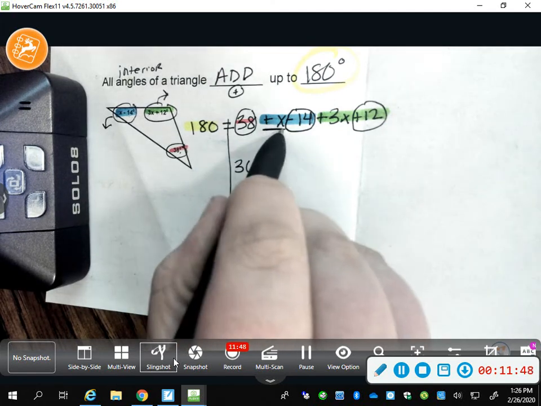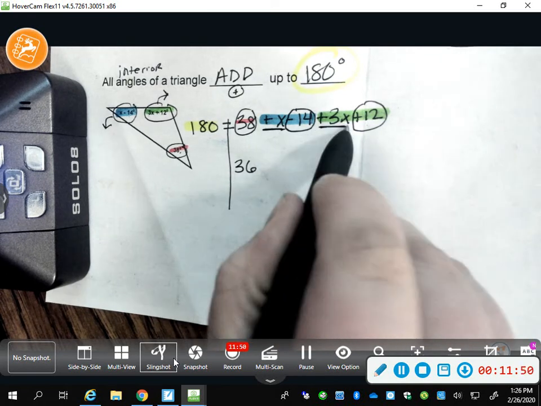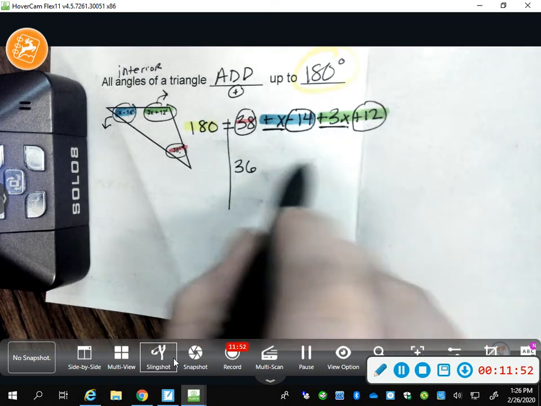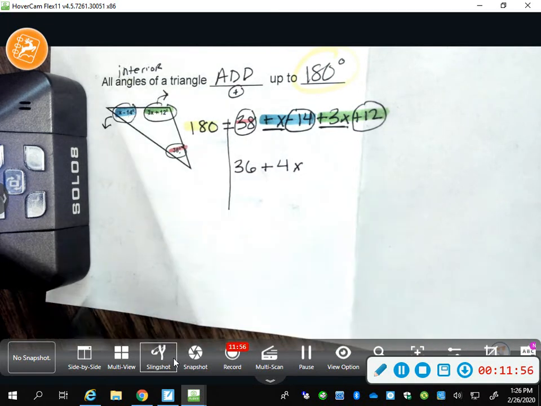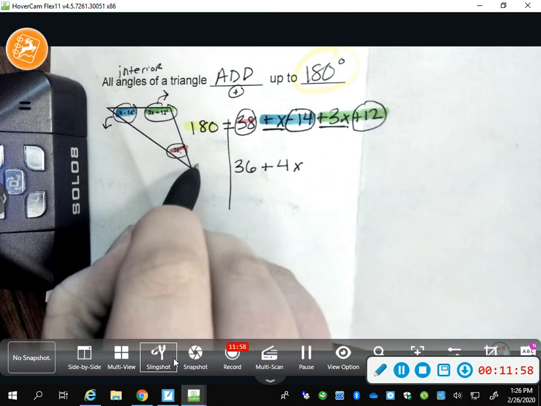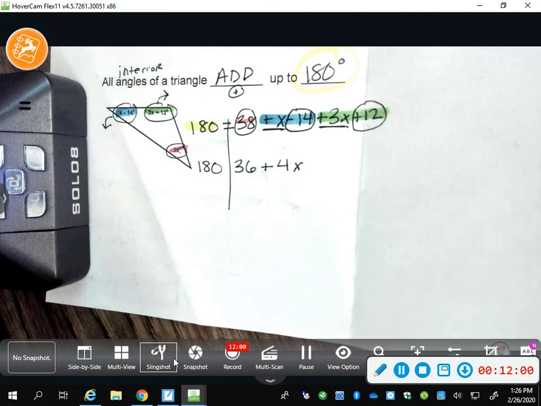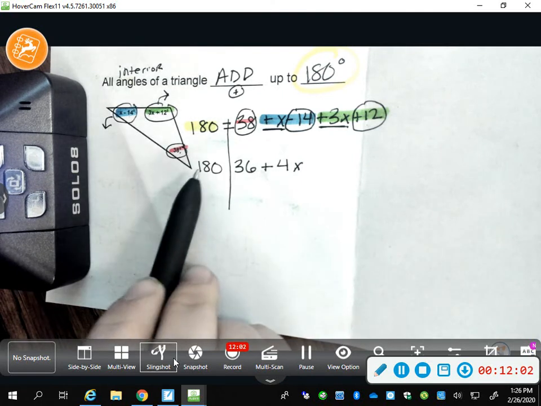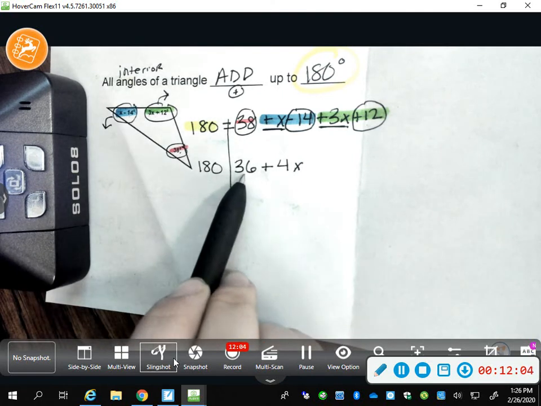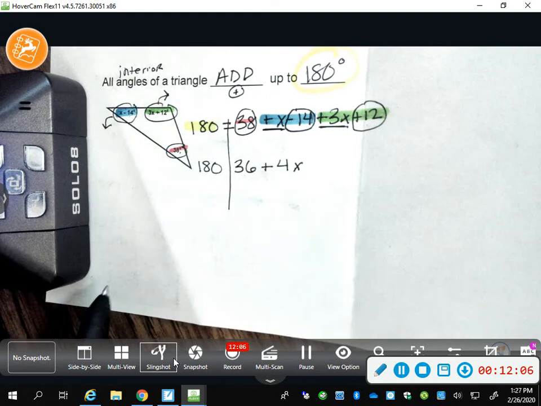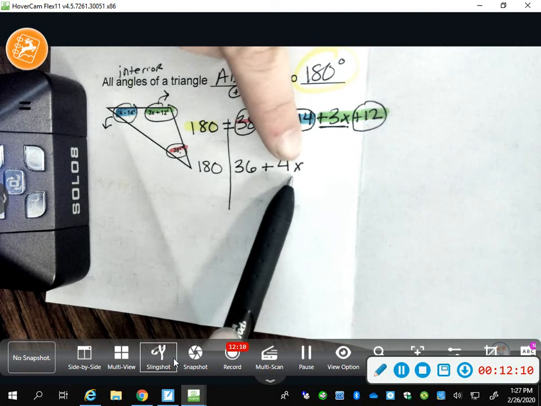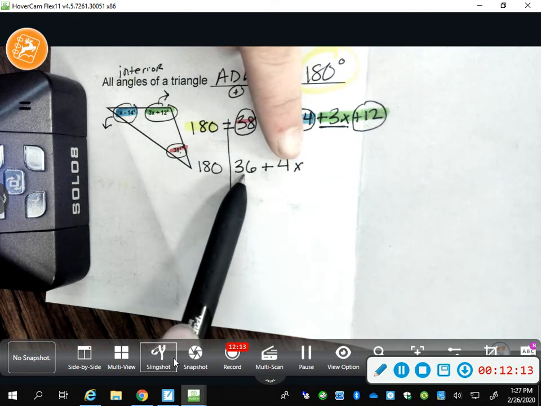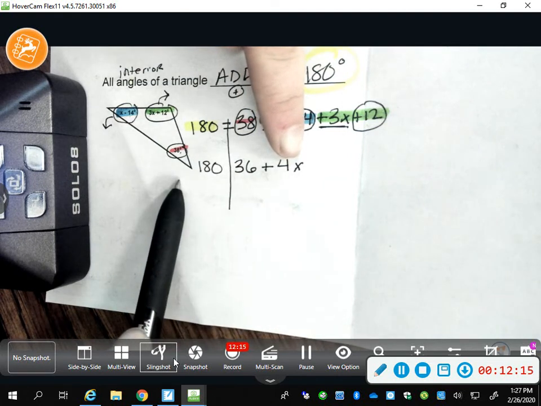We have plus x and plus 3x. That's all together on this side 4 x's, and those are positive. On the left side, the only term we had is 180. Now my equation is 180 equals 36 plus 4x. Your goal is to get all of the x's on one side of the equation. They're already all on the right, which means all of my plain numbers have to get moved to the left.